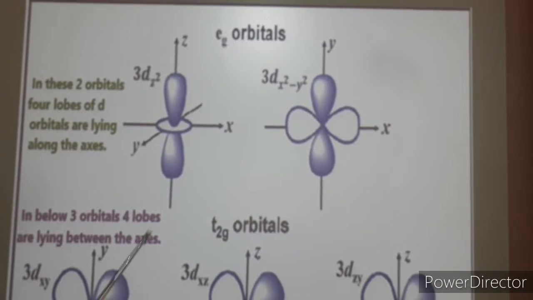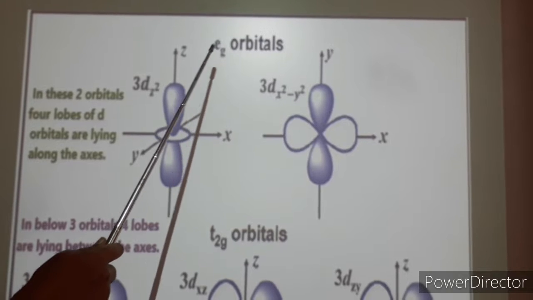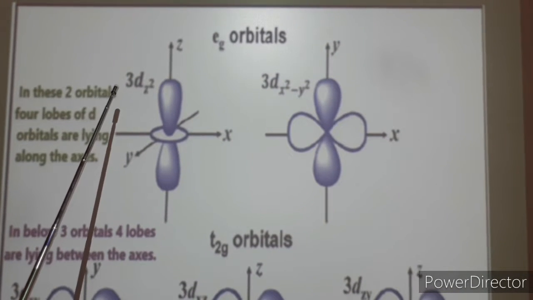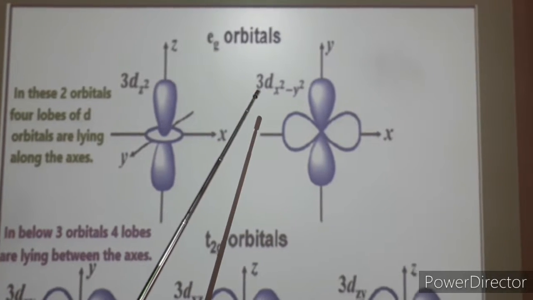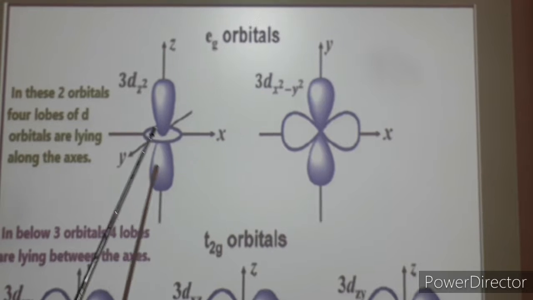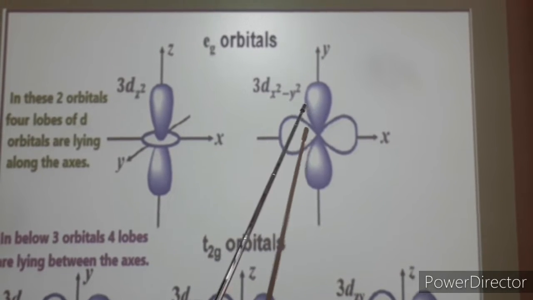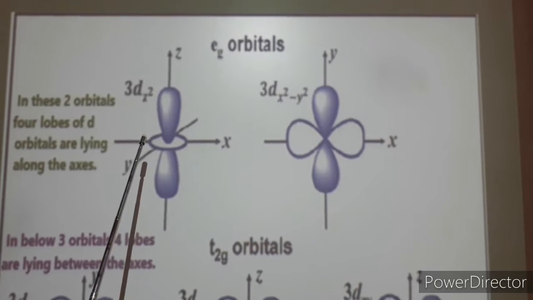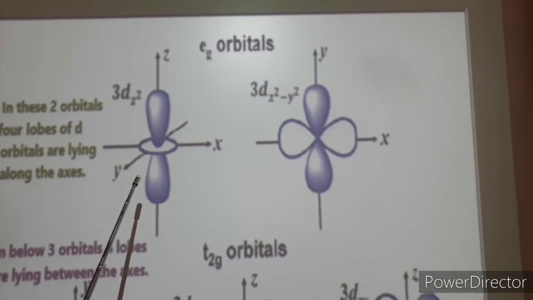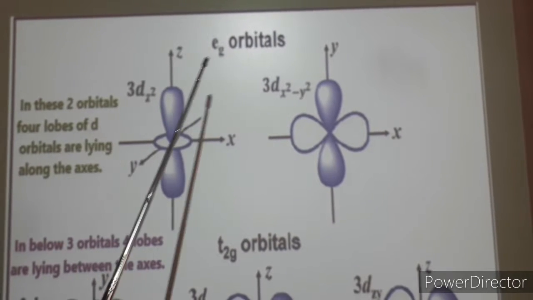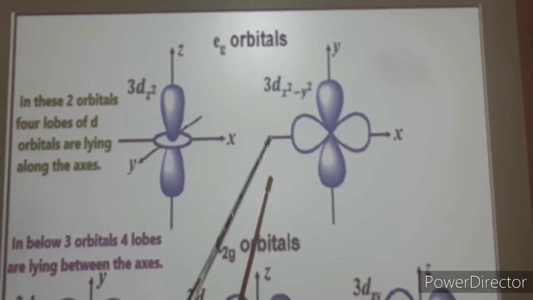Before going to the third point, we have to know about the d orbitals. In the d orbitals, one set is called the Eg orbitals. What do the Eg orbitals mean? The dz squared and dx squared minus y squared. These two orbitals, you see here, have 4 lobes lying along the x-axis and the y-axis. Here the 2 lobes alone lie along the z-axis, so it is called dz squared. These two orbitals are called the Eg set.